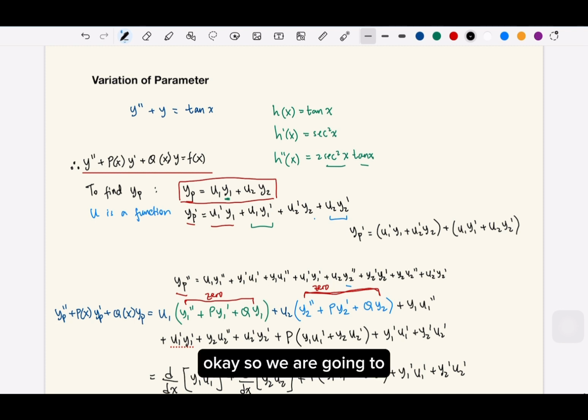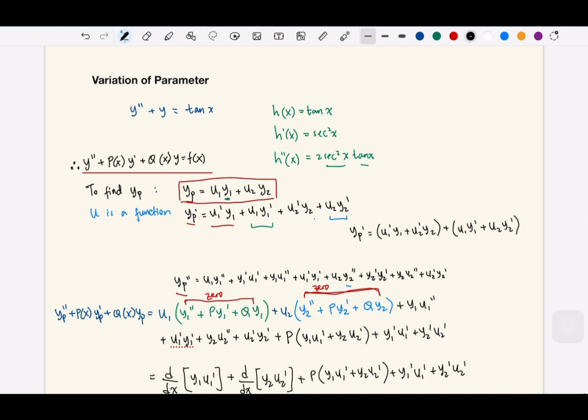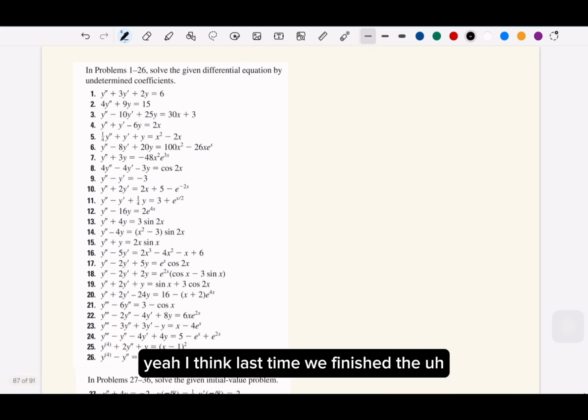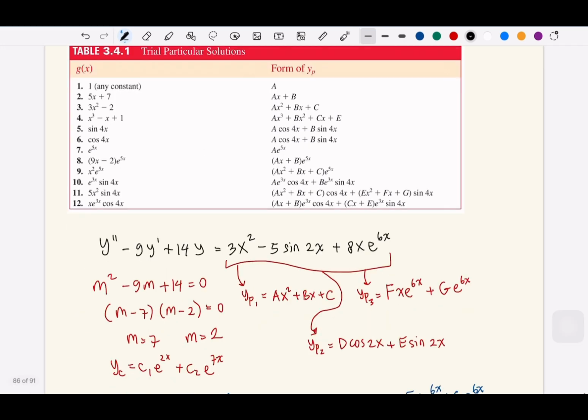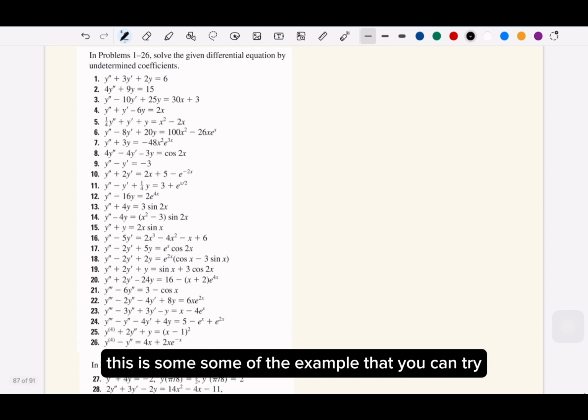Okay, so we are going to continue the higher order differential equation. I think last time we finished the undetermined coefficient, and this is some of the example that you can try.